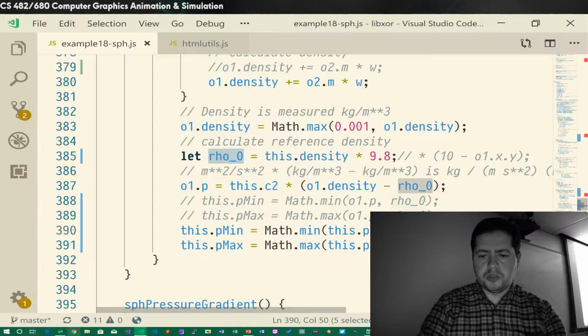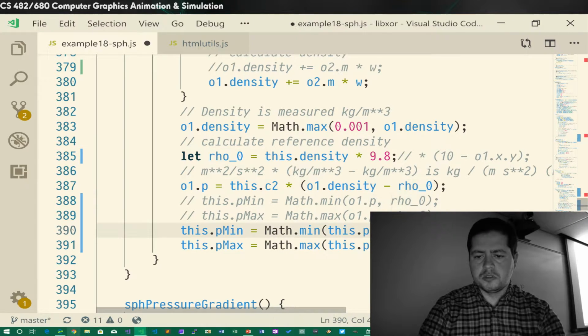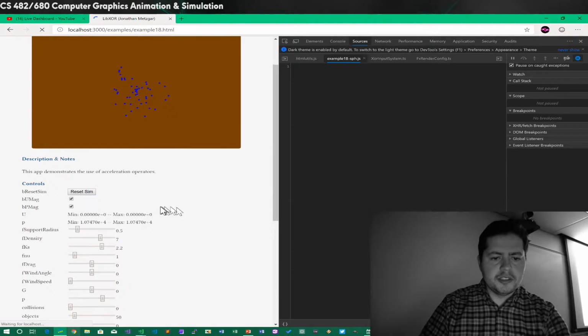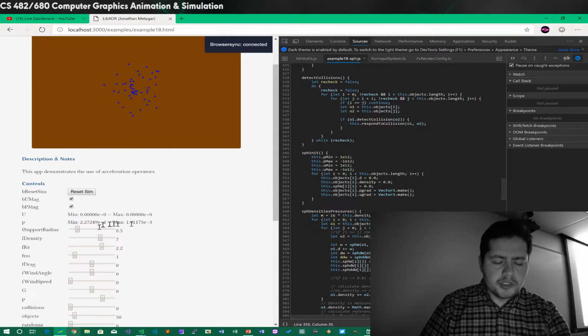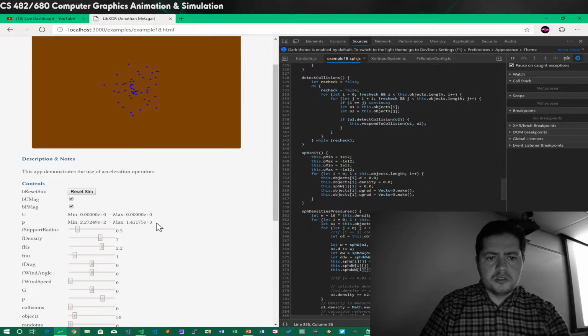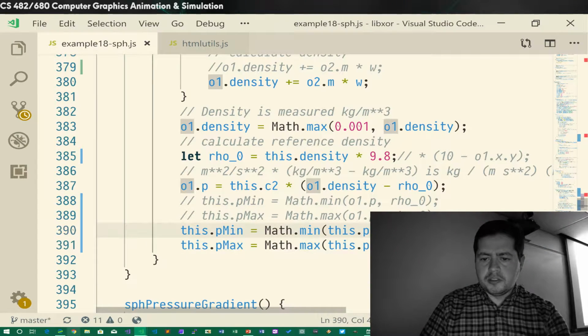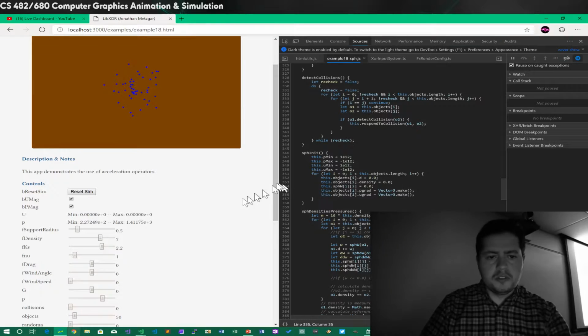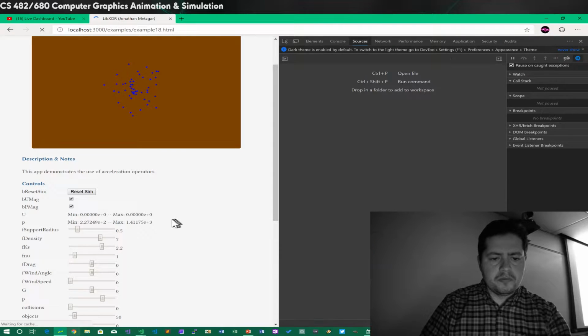Okay, so rho naught is like 10,000. Okay, so let's check the density of the particles. This is making more sense. Anywhere from like 200 to 1400. Okay, and then if we do minus rho 0, shouldn't the number we put in be the upper bound, not the lower bound of the density?